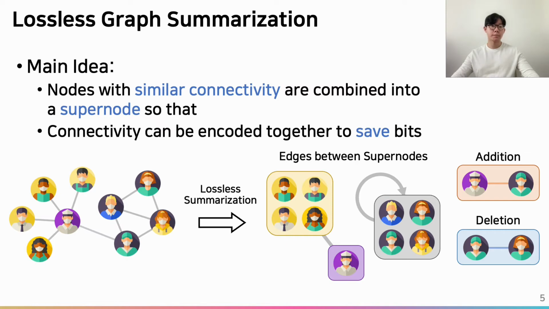Here is a brief example of how graph summarization summarizes the original graph into a summary graph. The unweighted input graph G is represented by edges between supernodes, which roughly describe the input graph. And for exact restoration, the difference from the input graph is stored separately in the form of edges to be added, which we call positive edges, and edges to be removed, which we call negative edges.